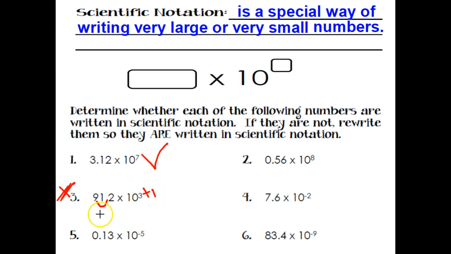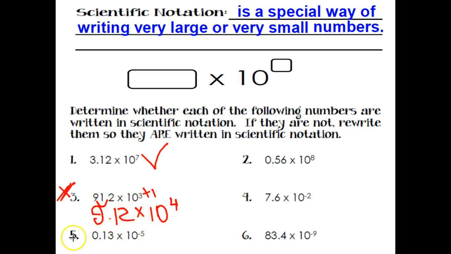So the number is now 9.12 times 10 to the fourth power. Okay? That's what that number is in scientific notation. If I write this out, I will get the same number.